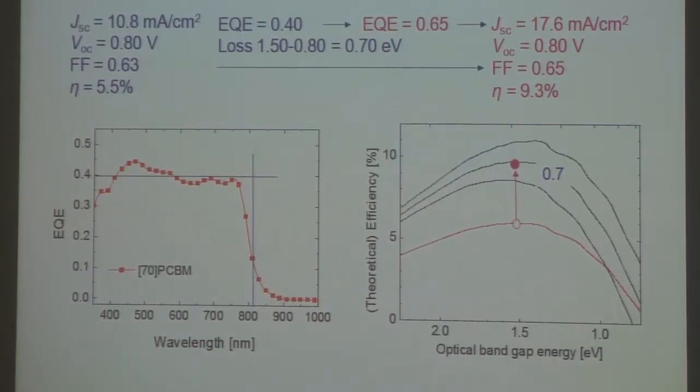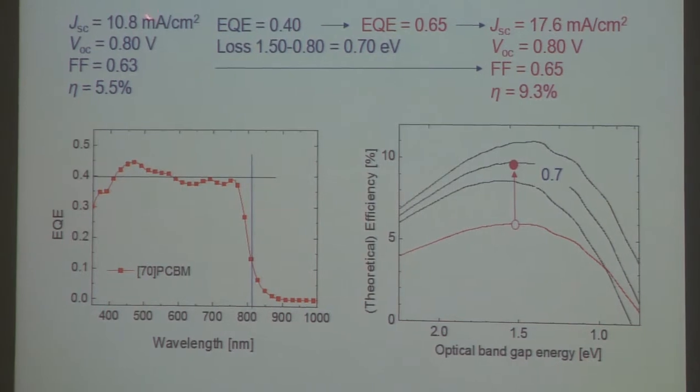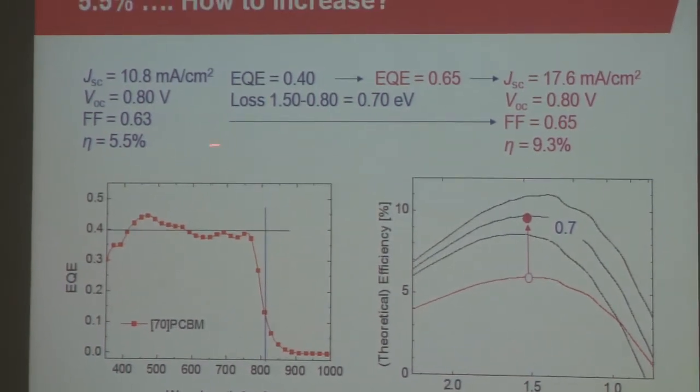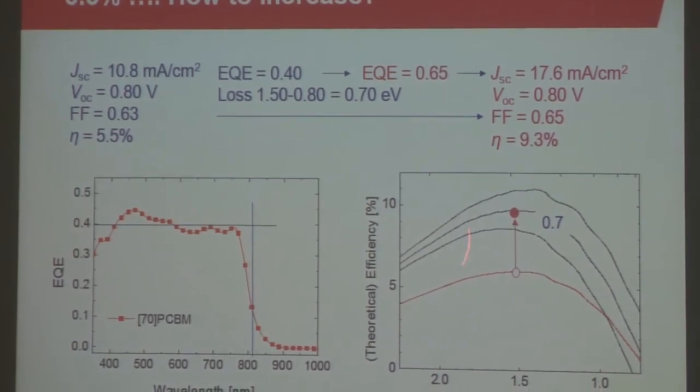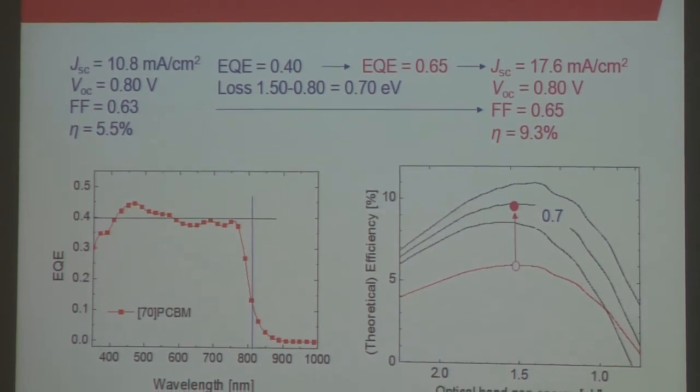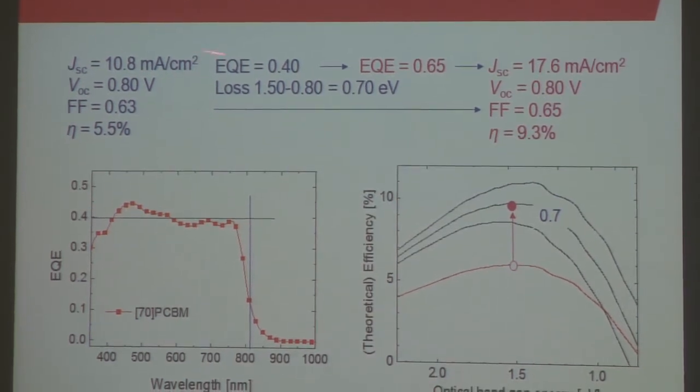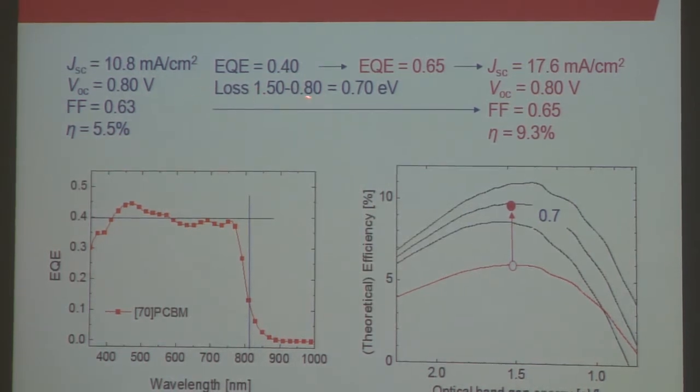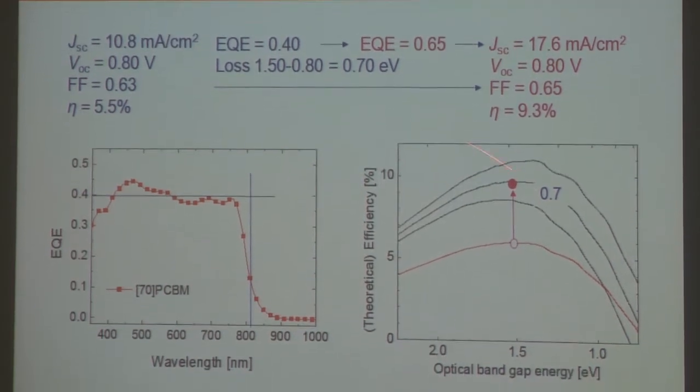Now, I showed you this 5.5% cell, and again, the analysis is similar to the one that I already discussed: where does it go wrong? It really goes wrong in the quantum efficiency. Here we have a quantum efficiency on average of something like 40%. In this material, the band gap to open circuit voltage loss is 0.7 volts. So we're on this curve, so we could expect something like 9%.